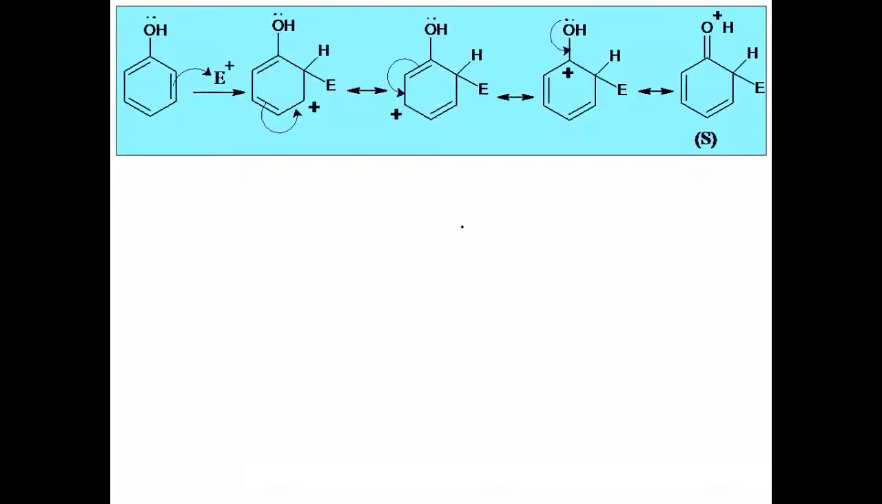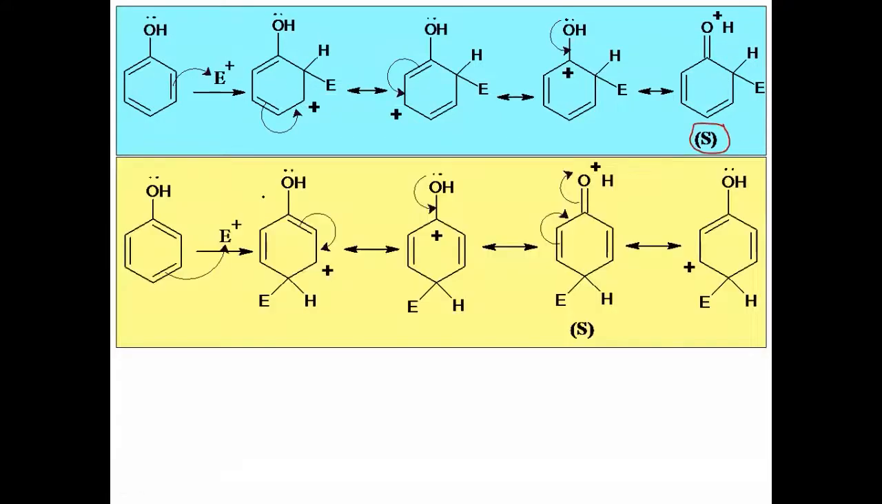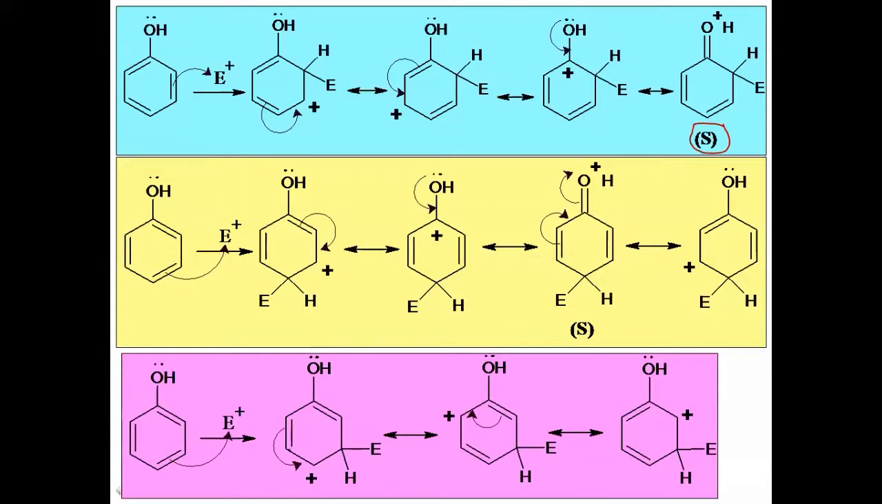Suppose this is the first case, when the electrophile attacks at the ortho position. Suppose attack takes place at the para position, we again get an Arenium ion. The third case is the attack at the meta position. We are going to discuss the comparative stability of the Arenium ion among ortho, para and meta attack. In these three cases, which Arenium ion is less stable and which Arenium ion is more stable?